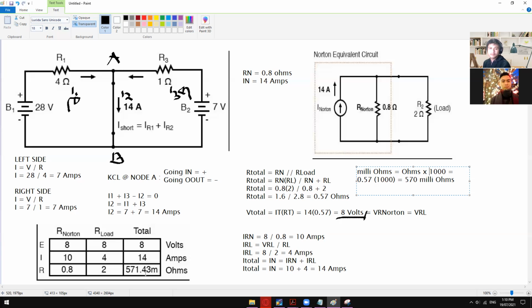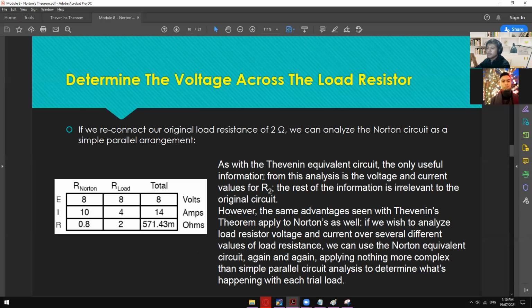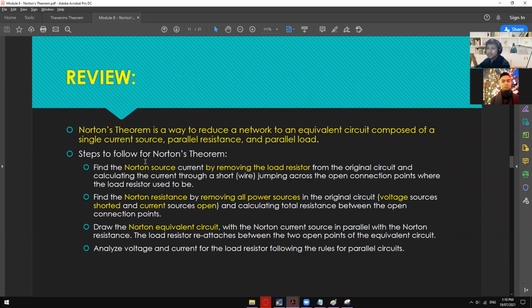Yes, sir. Okay, so I hope we're clear with Thevenin's theorem and then Norton's theorem. Anyway, so more explanation. Again, I will leave the reading part to you guys. And then here's a review.